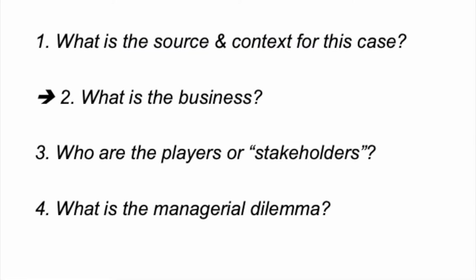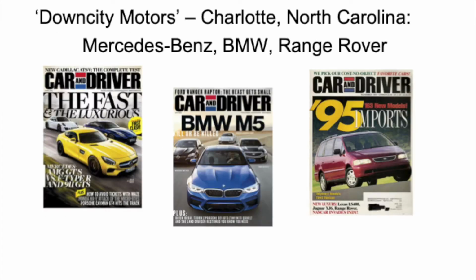The second question is, what is the business? Let's wrap our heads around the world of car dealerships so we can really appreciate the managerial dilemma. The case features Down City Motors, a car dealership in Charlotte, North Carolina, a fictitious company, but based on realistic details. It's a dealership for Mercedes, BMW, and Range Rover.